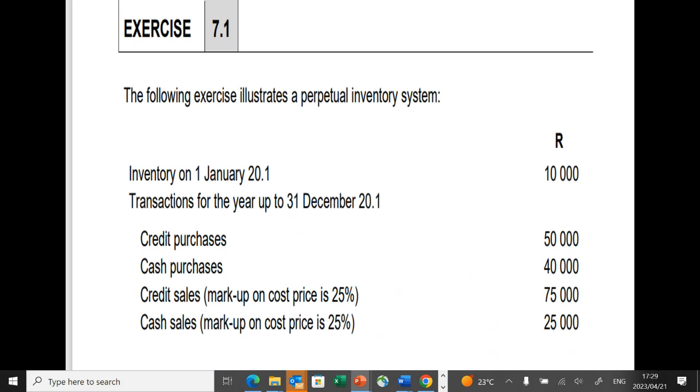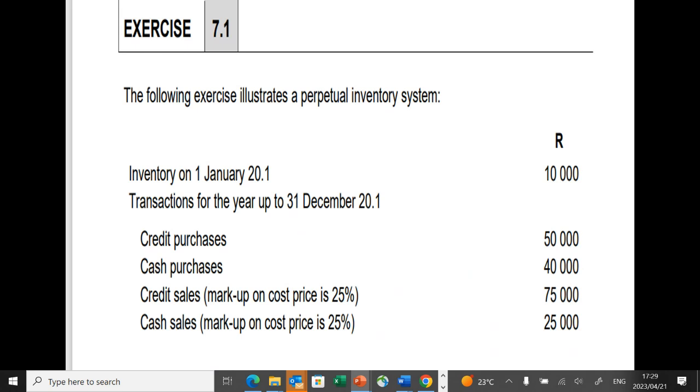From the inventory account to the cost of sales account. So to determine the cost price here, you're going to say 75,000 multiplied by 100 divided by 125. Then you're going to get your cost price. There is another method also. We'll guide you which method to follow.